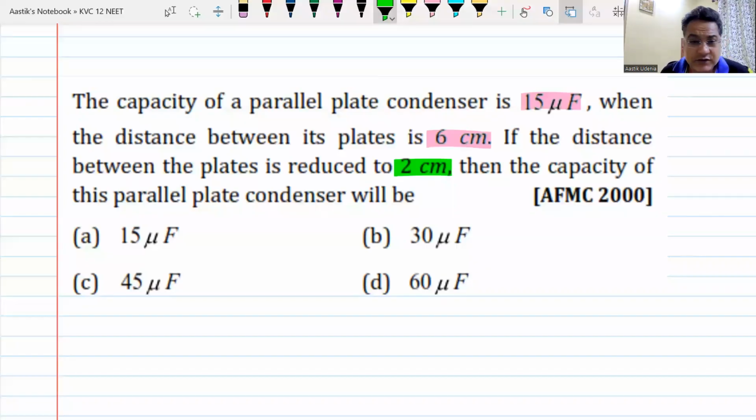Yes, I have an answer. What is the answer? Option C, sir. Option C. The distance has become 1 by 3 times, so the capacitance will become 3 times. That is absolutely correct. Well done. Let me give you one more question on this.